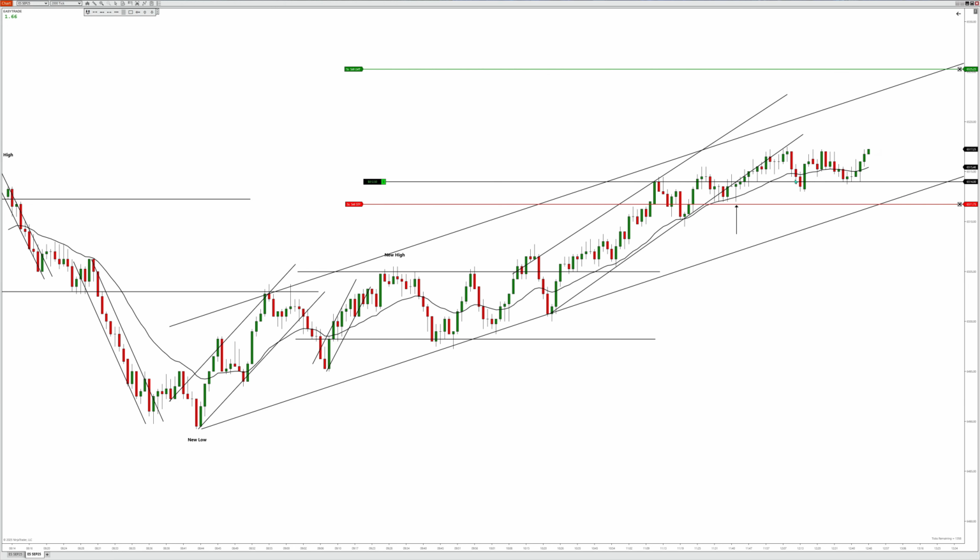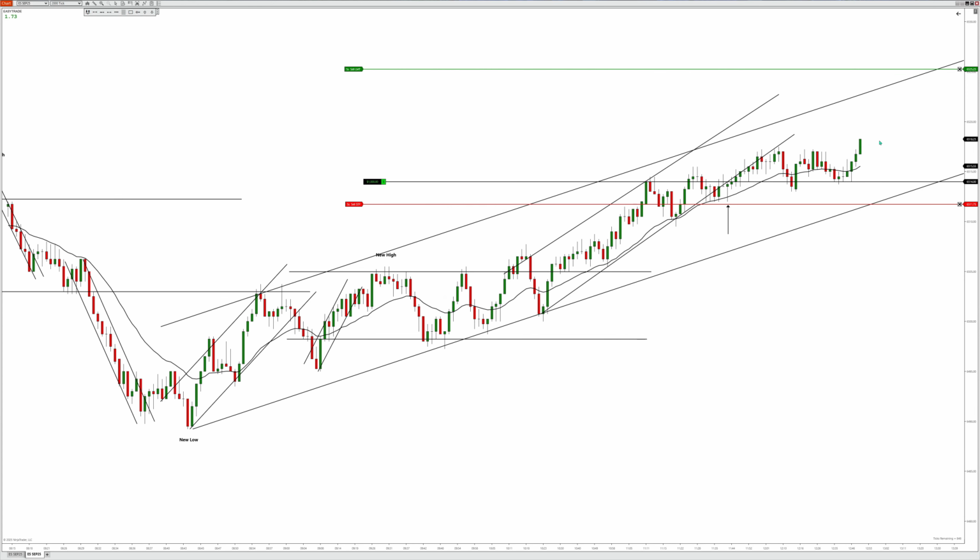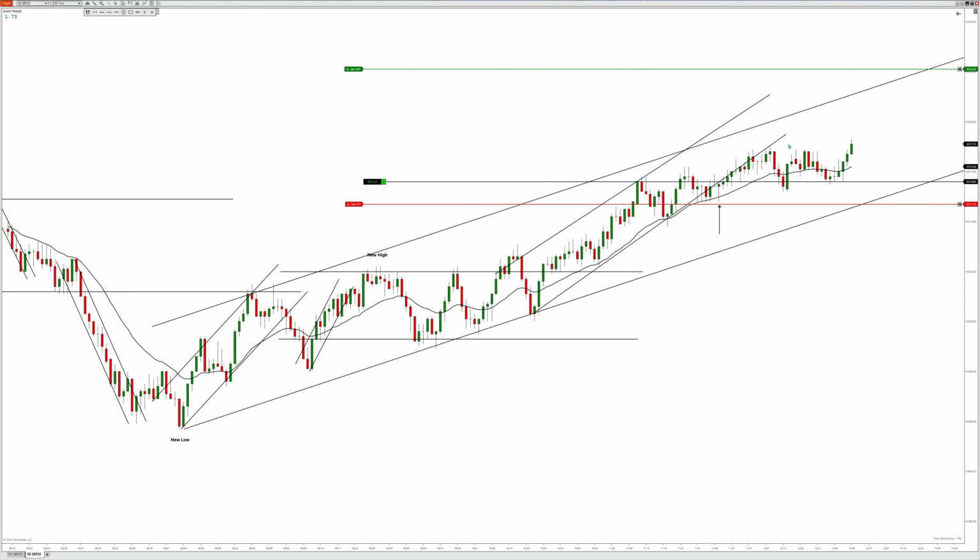So I've been in this trade for, let's see, I entered at around 11:30, and it's like 12:48. So I've been holding this trade for about an hour and a half, and it looks like we're $1,000 up now.